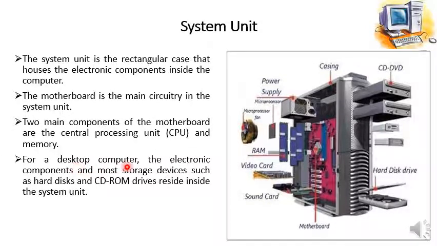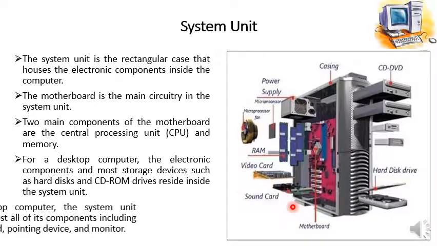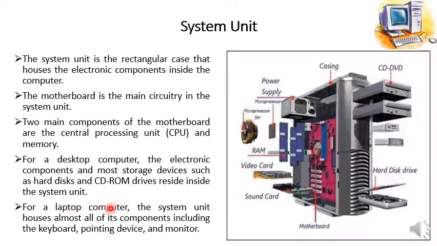For a desktop computer, the electronic components and most storage devices such as hard disks and CD-ROM drives reside inside the system unit, as shown in this figure. For a laptop computer, the system unit houses almost all of its components, including the keyboard, pointing device, and monitor. So that is more compact as compared to the desktop computer.